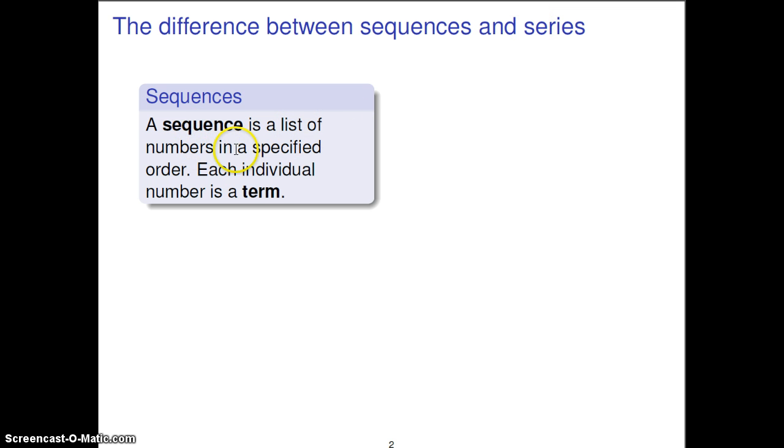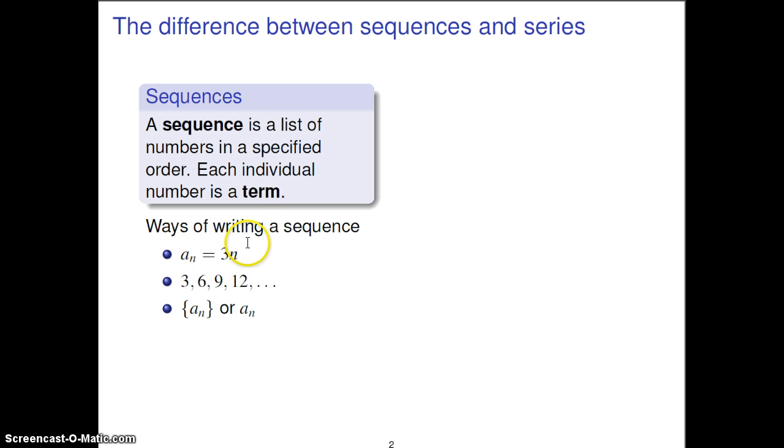A sequence is a list of numbers in a specified order, and each individual number is called a term. So here's some ways of writing down a sequence. I've in fact written the same sequence in 2 different ways for the first 2 points here. If you have a nice formula for the nth term like this, 3 times n, that's great, and this is a nice quick way of writing this. But if you want to write out what this means, well, the first term is 3, the second term is 6, the third term is 9, the fourth term, or a sub 4, is 3 times 4, which is 12, and so on and so forth.